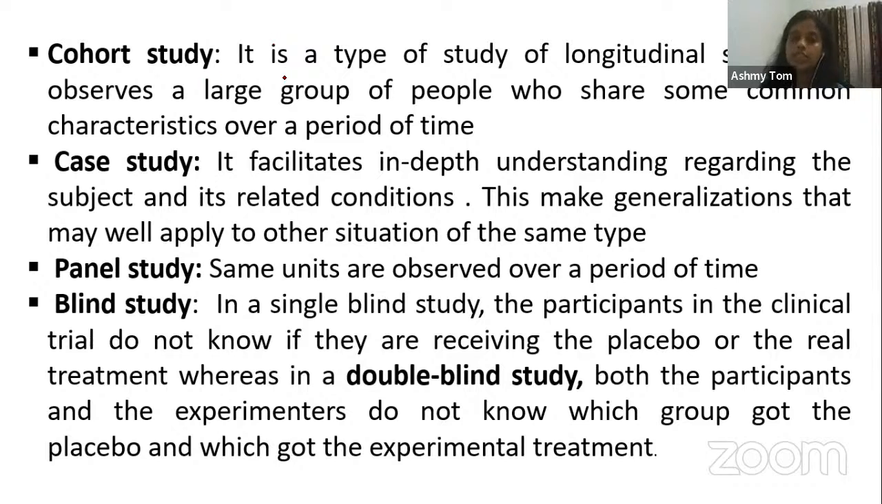In a cohort study, it is a longitudinal study that observes a large group of people who share some common characteristics over a period of time. It is a study of people who share some common characteristics. For example, a group of people who take the same type of drugs, or people who have the same type of disease, all these are part of a cohort study.